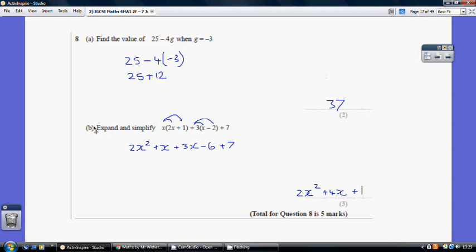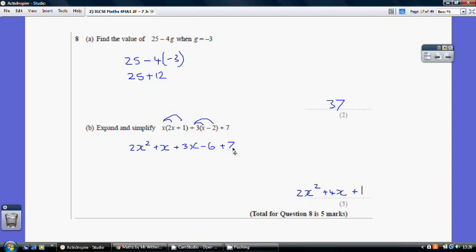Now for part B, expand means we've got to get rid of the brackets. Then simplifying is gathering up the like terms. So to expand and get rid of the brackets, we have to use the claw. So x times 2x and x times 1, then 3 times x and 3 times minus 2 to start with. So x times 2x is 2x squared, x times 1 is x, 3 times x is plus 3x, 3 times minus 2 is minus 6, then we've just got this plus 7 tagged on at the end.